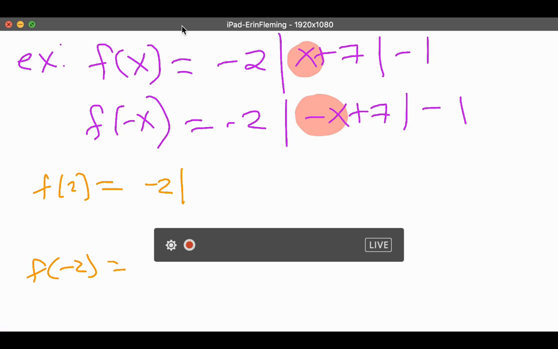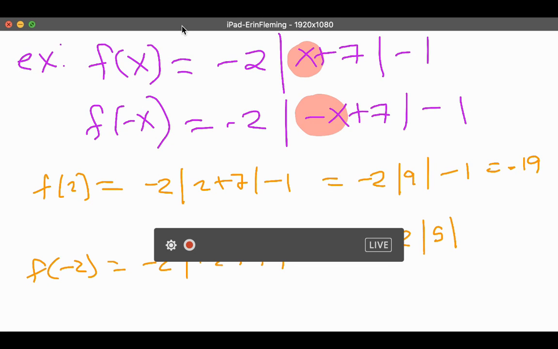This would give us negative 2 times the absolute value of 2 plus 7, minus 1, which is going to give us negative 2 times the absolute value of 9, minus 1. Negative 2 times 9 is negative 18, minus 1 is going to give us negative 19 as our final answer. When I plug in negative 2 instead, I get negative 2 times the absolute value of negative 2 plus 7, which is 5, minus 1. I get negative 10, minus 1, I get negative 11. And since those are not equal and they're not opposite, this is going to be a neither situation.